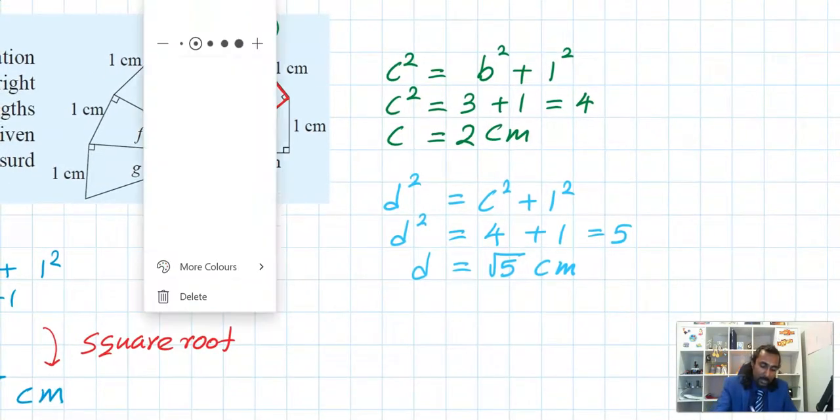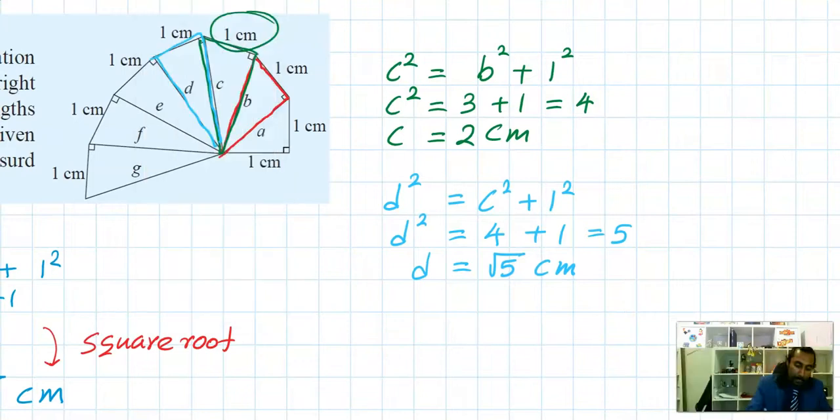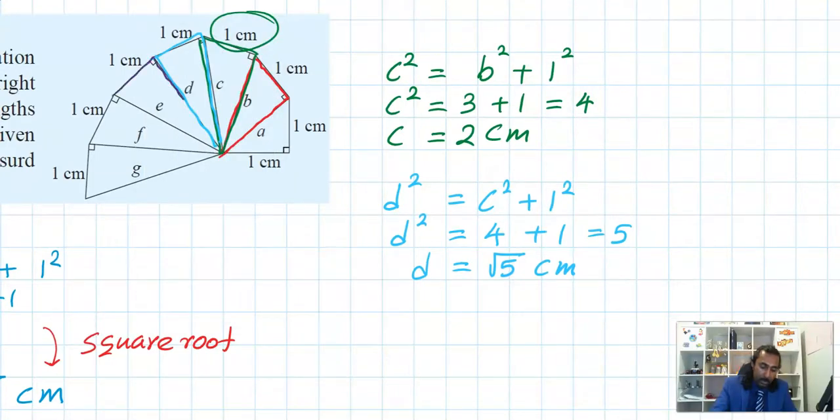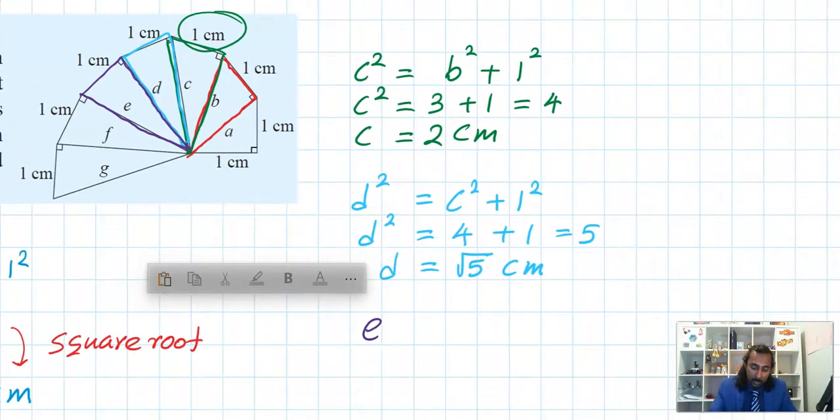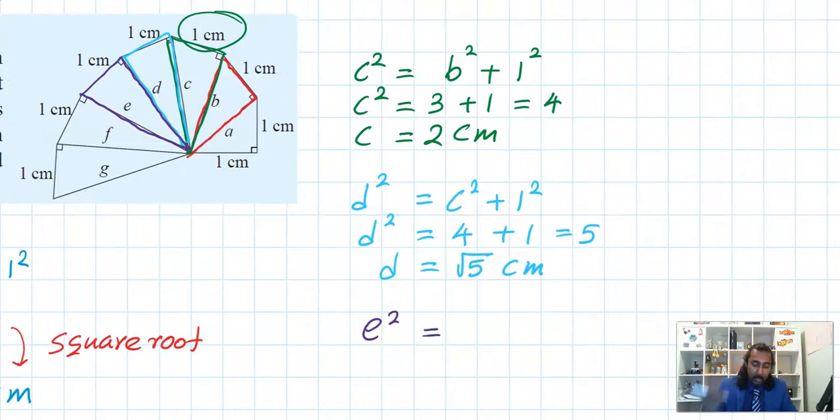Right. Third last. This triangle. We know D now. We have to find E. And I believe you understand really well with my color coding now. E squared, the diagonal length squared, is equal to the sum of the squares of the other two sides. What are those? D and 1.